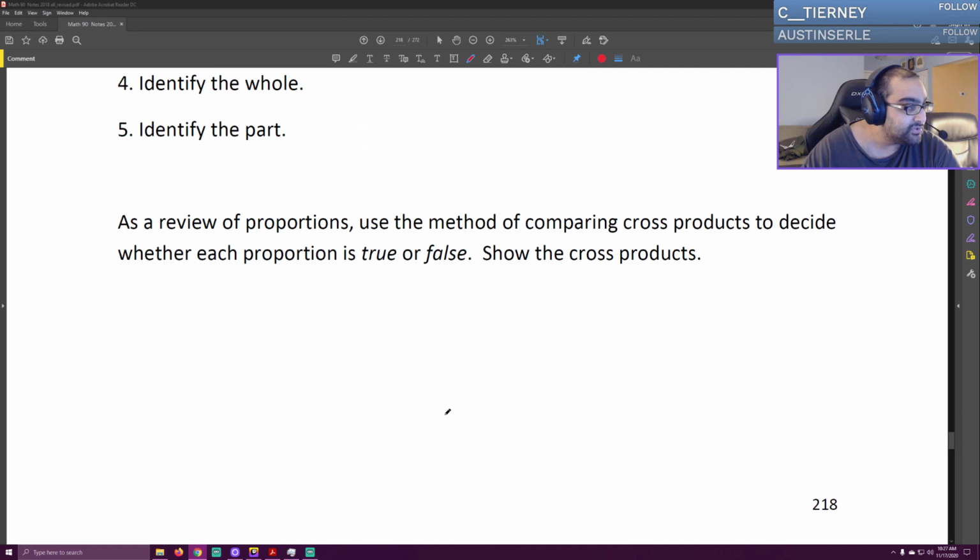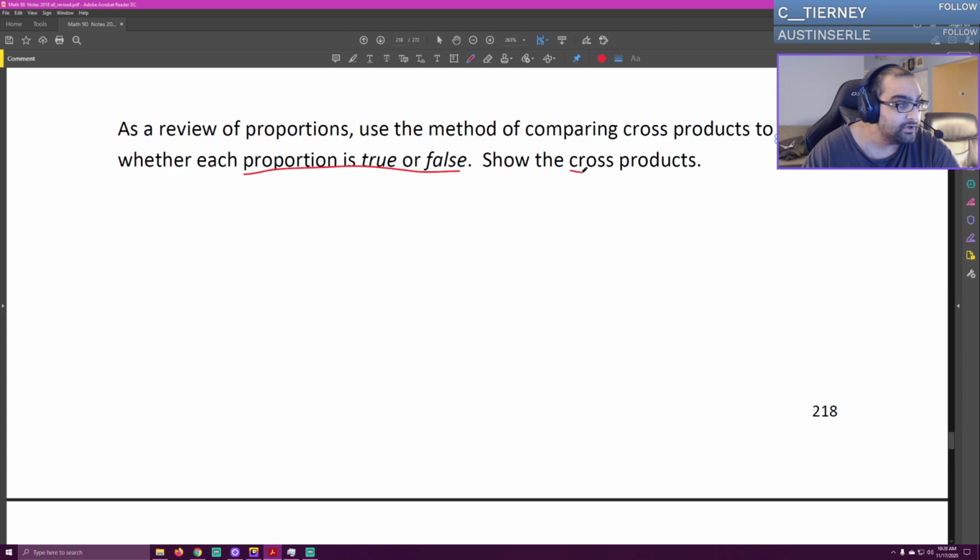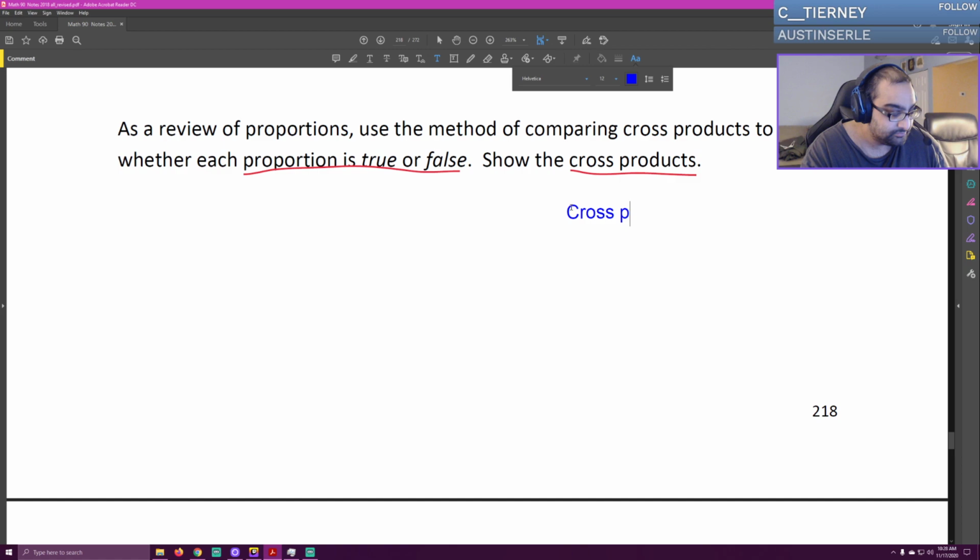So let's take a good look here. We want to decide whether the proportion is either true or false. And we're going to do that using the same technique that we learned in the last chapter, which was cross multiplying. We call it cross product. Cross multiplication is the same thing. Let's go ahead and put that here. We're going to use the same technique as we talked about from before.